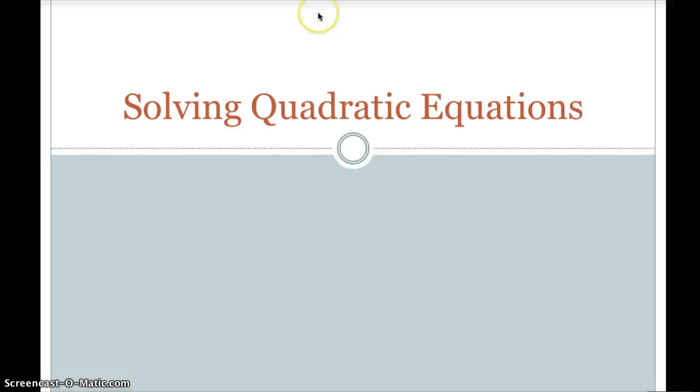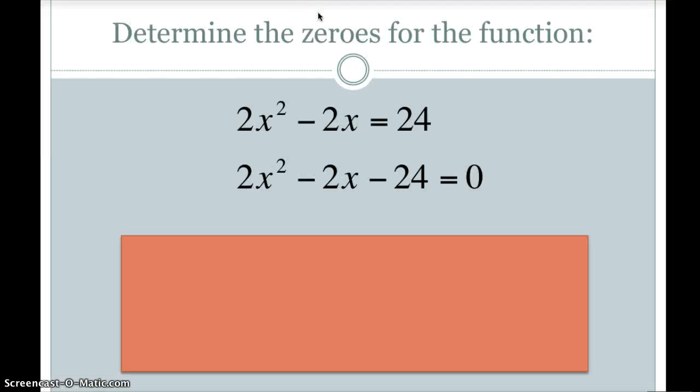So we're talking solving quadratic equations. Determine the zeros for the function. Finding the zeros means solving the equation. Those two phrases mean the same thing. So we're going to solve using the quadratic formula. Our original equation that we're given is 2x squared minus 2x equals 24.